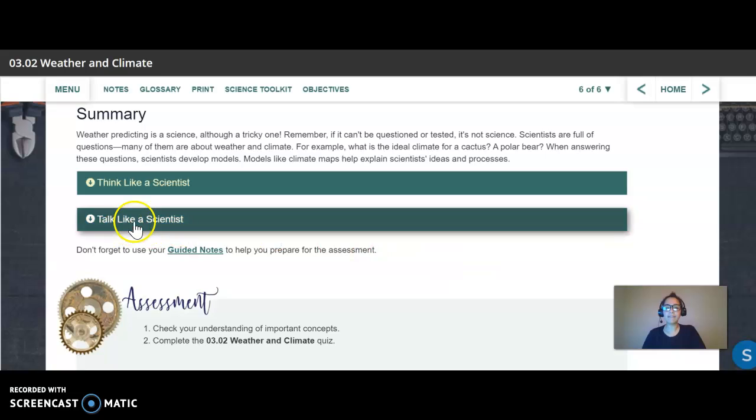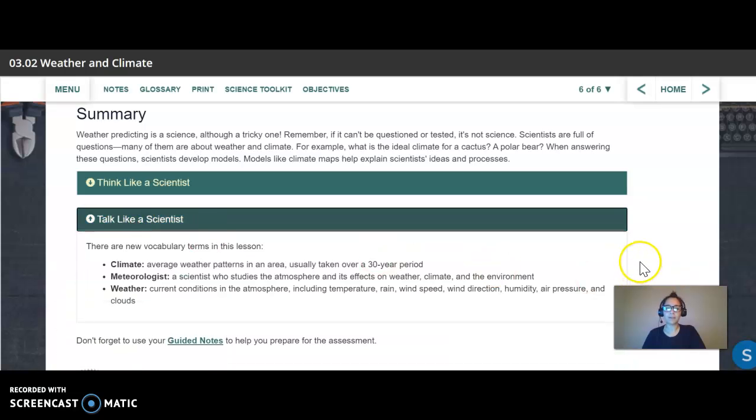When you get to the end of the lesson, it's important that you open up the Talk Like a Scientist and you copy these over. I would also recommend copying over the testable question stems and the 5 different climate zones.